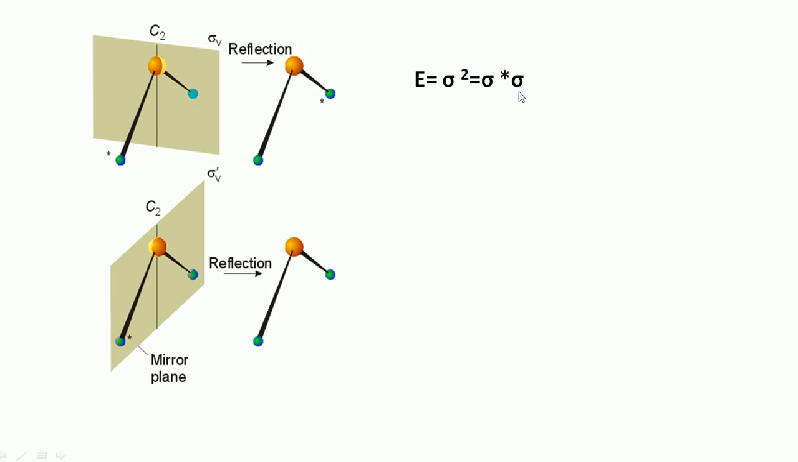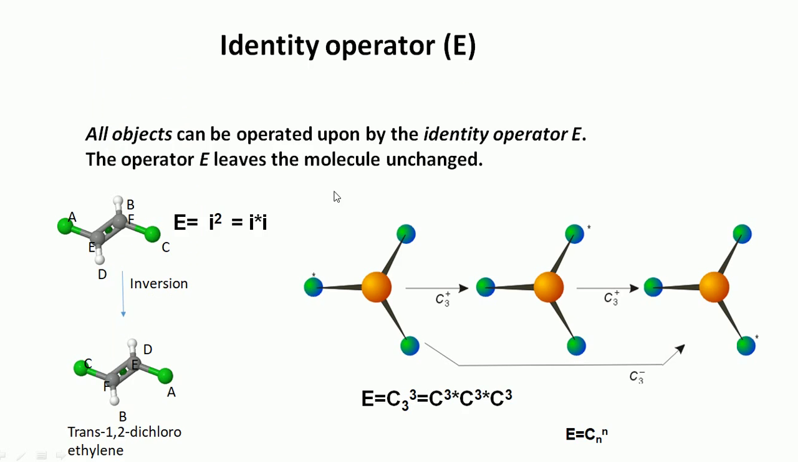You can also kindly note that when you perform successive operations, you actually start from the right side. This is your first operation and this is your second operation. In this case, this is your first operation, this is your second operation, and this is your third operation. As per the convention, we start the first operation from the right side. Here, this i is the first operation and this is the second operation.